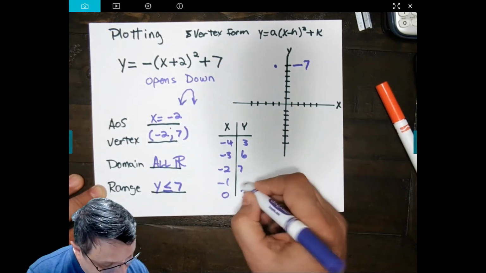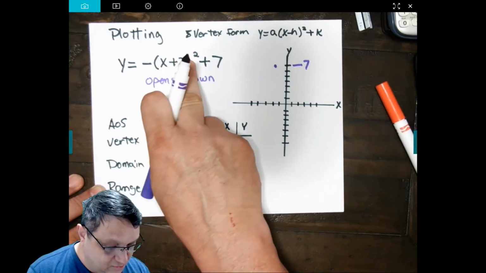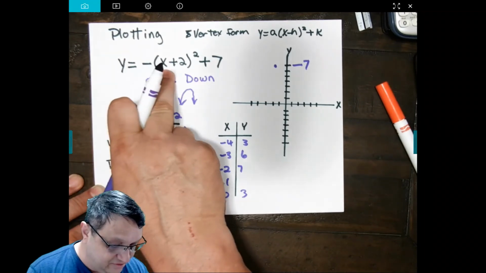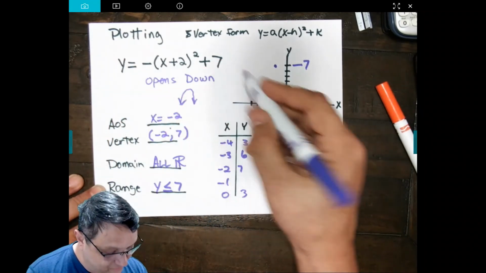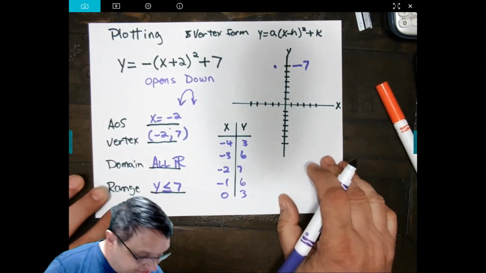And then let's try negative 1. Negative 1 plus 2 is 1, squared is 1. It's negative 1, has a negative out front. Plus 7, negative 1 plus 7 is 6. And we can plot these points.